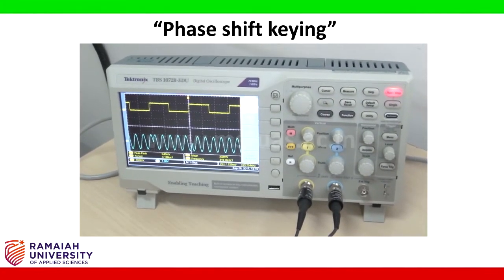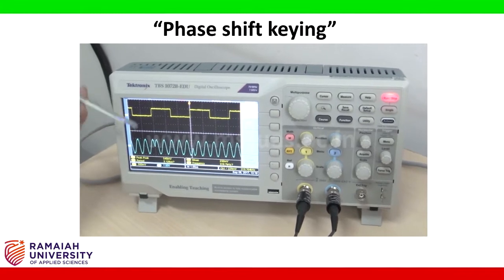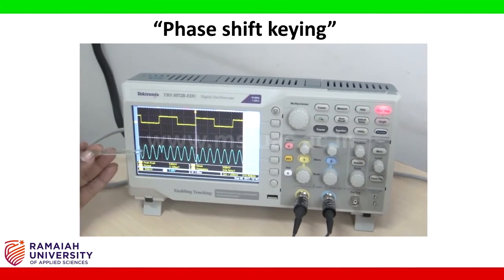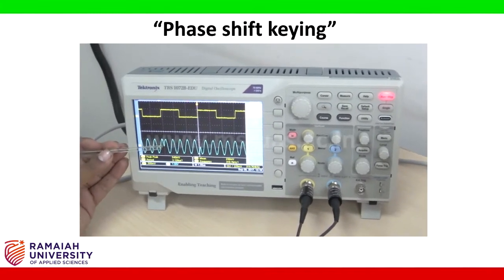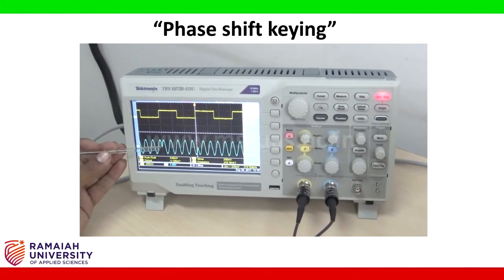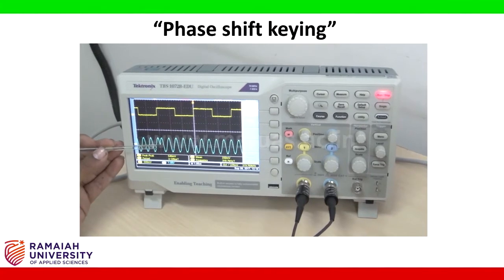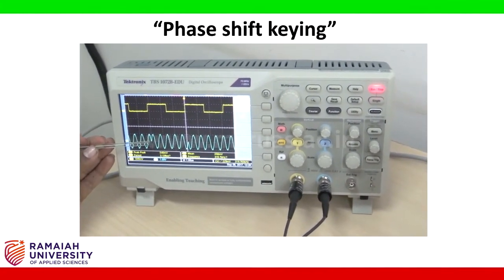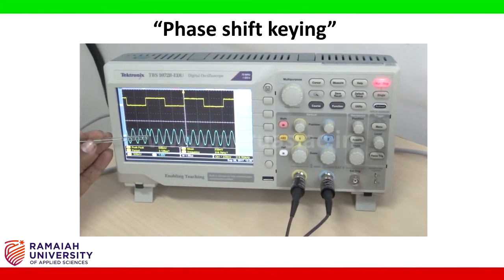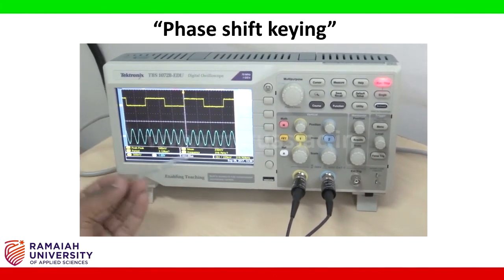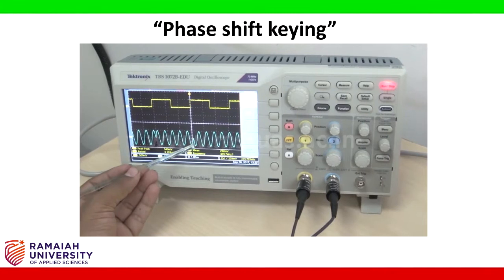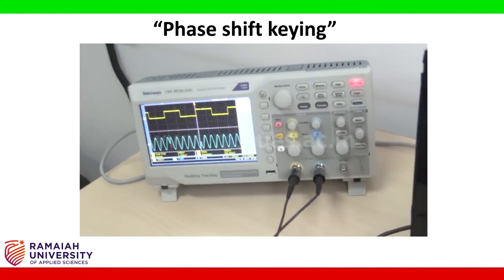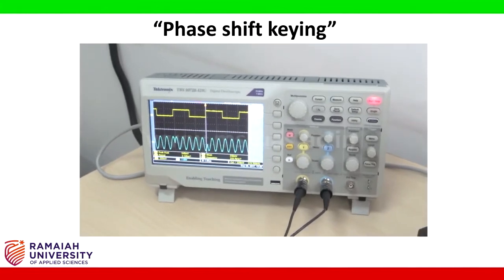Now you can observe the phase shift keying modulated output. The sine wave here shifts its phase from one level to the other, and by that operation we see an abrupt change in the phase of the sine wave, this one and this one. Again, this is the output of the phase shift keying modulation scheme.